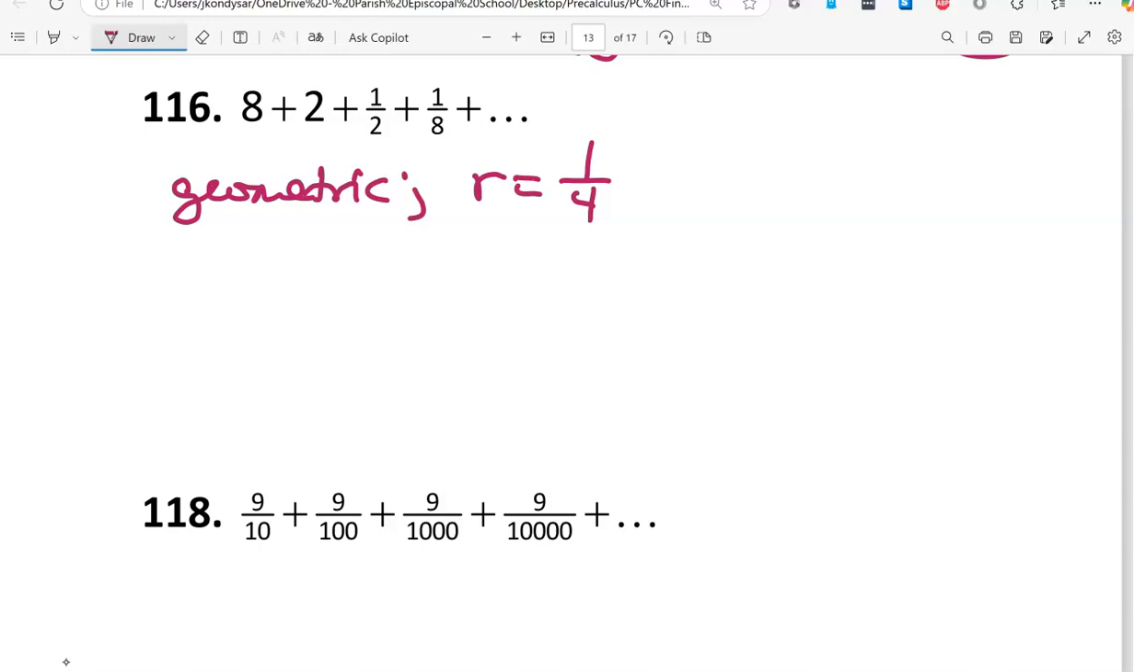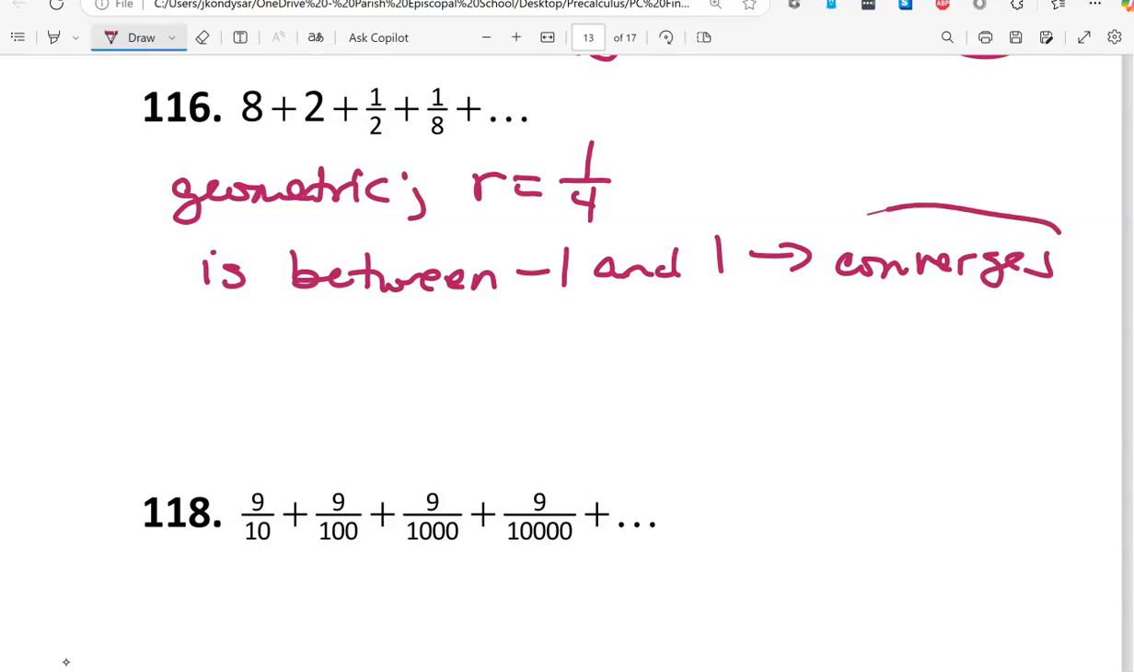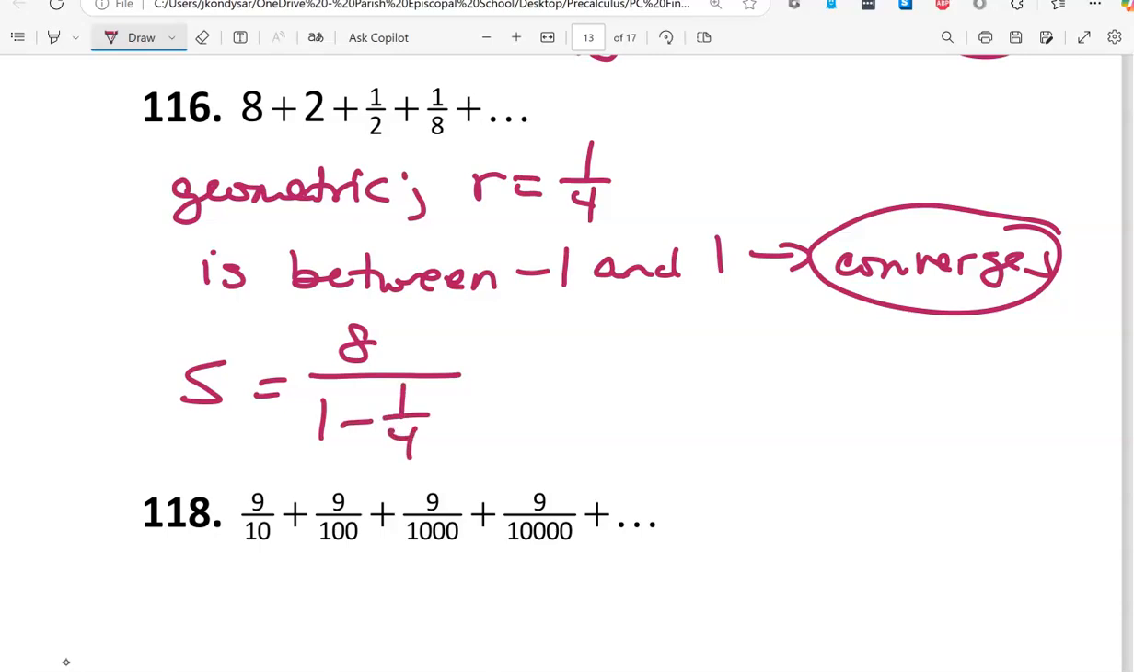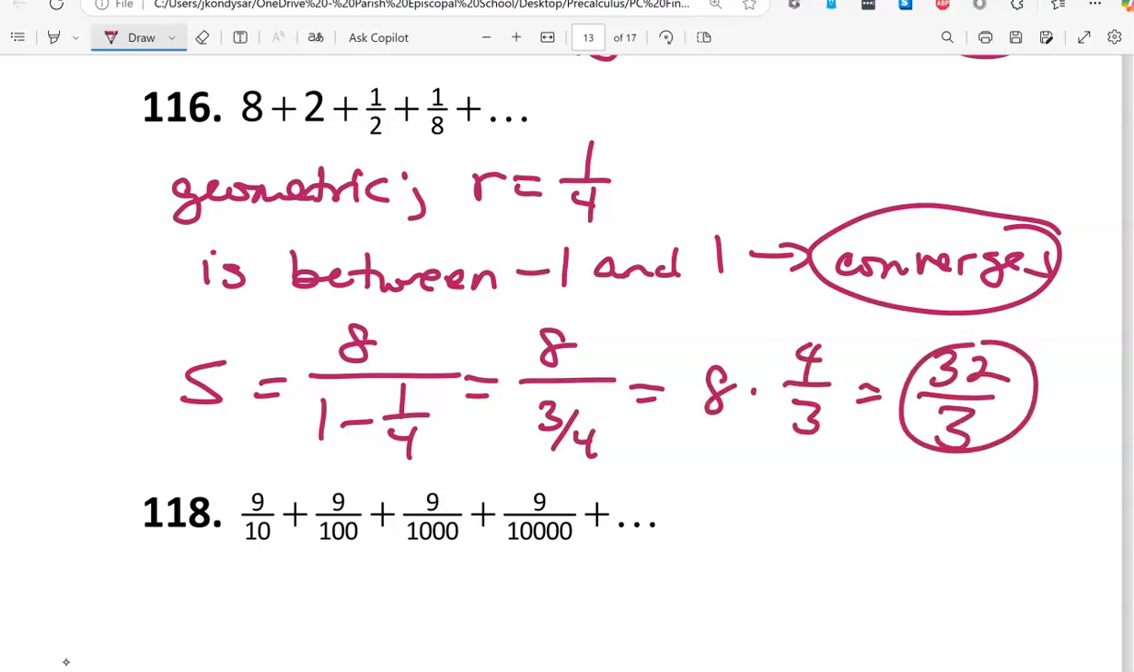A geometric series with an r equal to 1/4, that r value is between -1 and +1, so that means that this series converges. If it does converge, we will find its sum. So the sum is equal to the first term, 8, divided by 1 minus the ratio 1/4. So that's 8 divided by 3/4, which is 8 times 4/3, or 32/3.